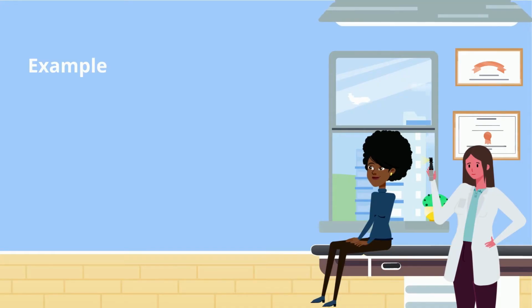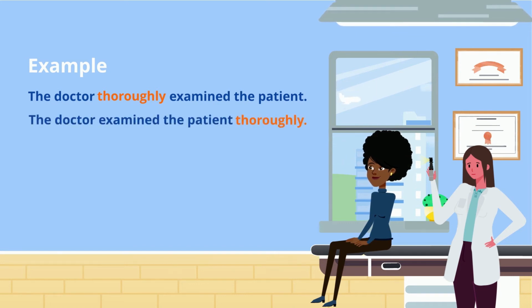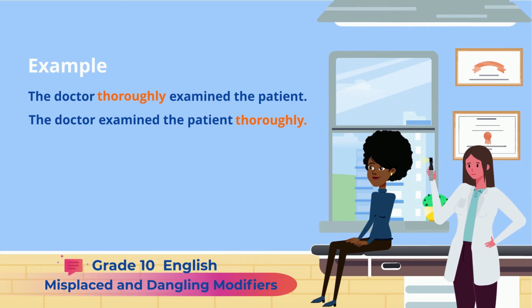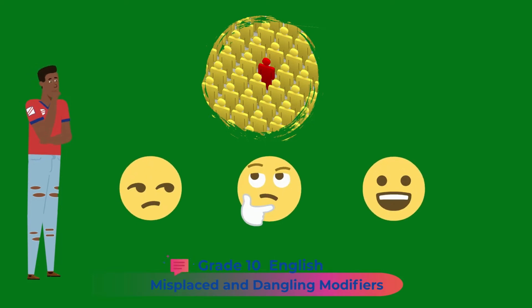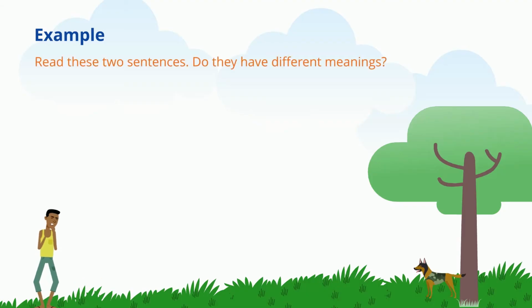For example, the doctor thoroughly examined the patient, or the doctor examined the patient thoroughly. Although the adverb is in two different places, the meaning of the sentence stays the same. The problem comes when the placement of the adjective or adverb changes the intended meaning of the sentence. When we put a phrase or clause in the wrong place in a sentence, it makes the sentence awkward or confusing or unintentionally humorous. Read these two sentences.